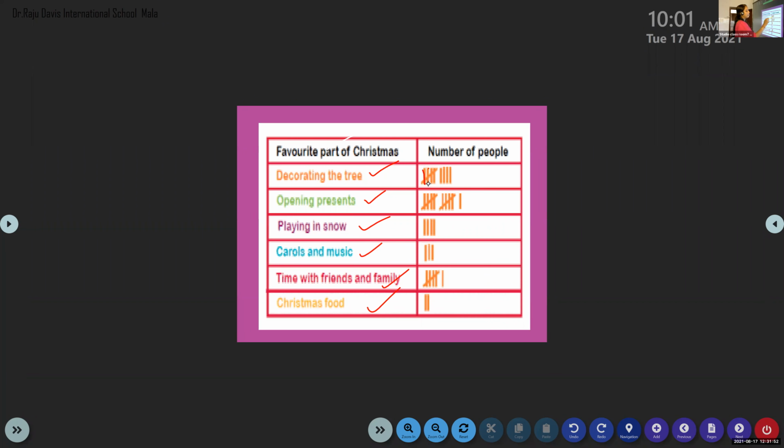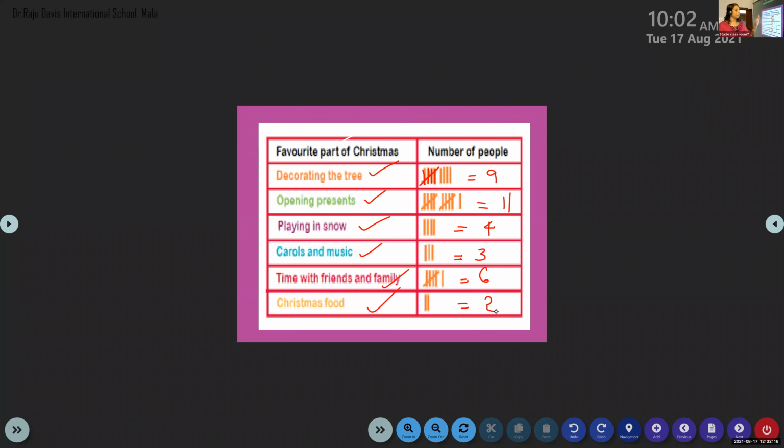So this one: 4 lines and one slanted line means it is 5. 5 plus 4, 9. How much is it? Nine. And what about the second one? 5 and 5 is 10, plus 1, 11. The third one? 4. This one? 6. This one? 2.